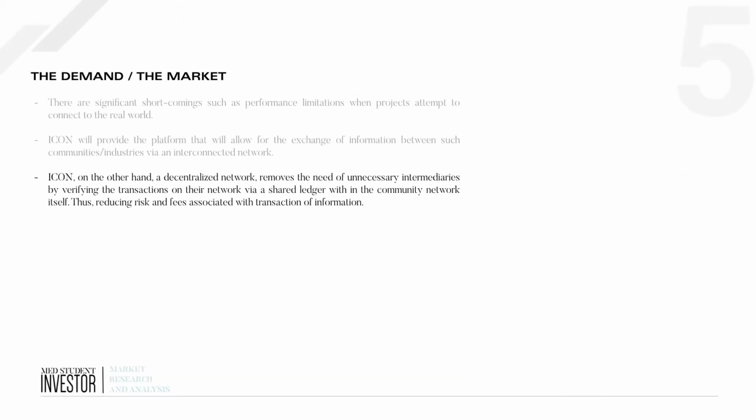Not only is there the concern of having third parties being trusted with sensitive information, which has proven time and time again to find its way to the black market, there are also the high fees associated with this transaction. ICON, on the other hand, a decentralized network, removes the need for unnecessary intermediaries by verifying the transactions on their network via a shared ledger within the community network itself, thus reducing risk and fees associated with transaction of information.